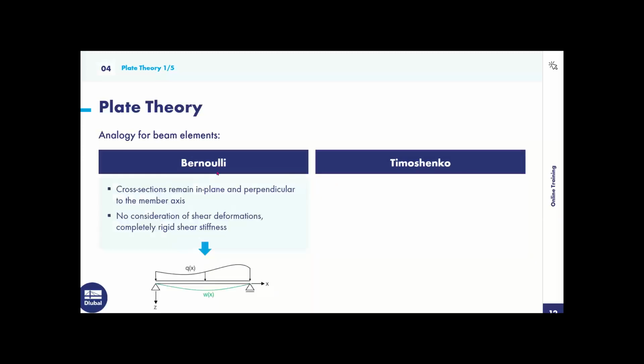And the assumptions made for Bernoulli's is that the cross sections always remain in plane and are perpendicular to the member axes. And then the second assumption that's made is that there are no considerations of shear deformations, and that the shear stiffness is completely rigid for our member.